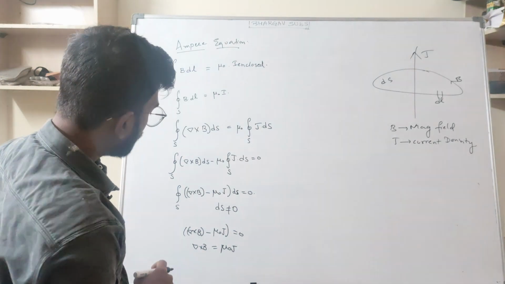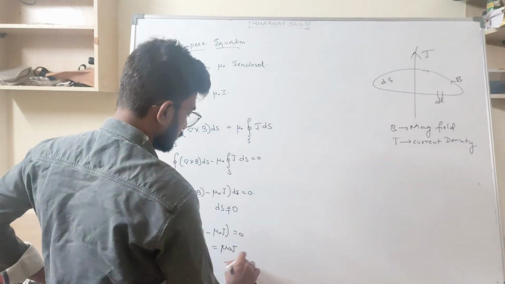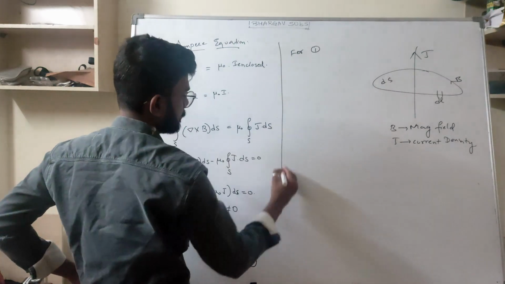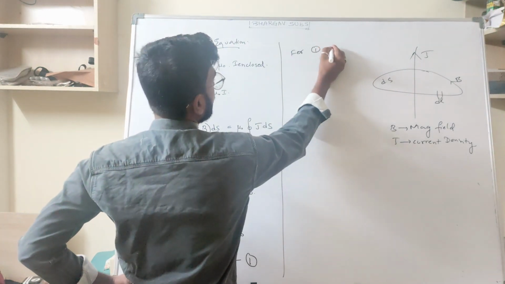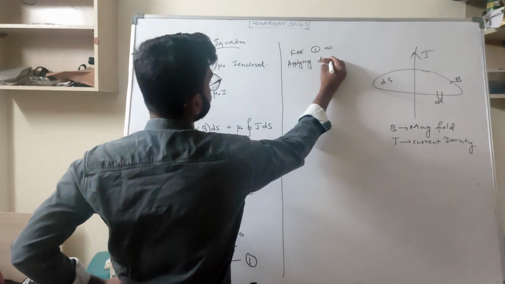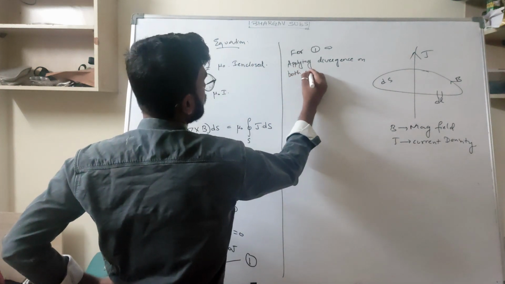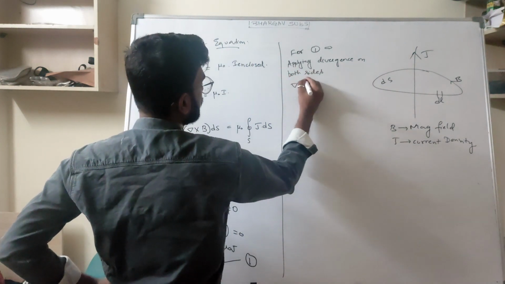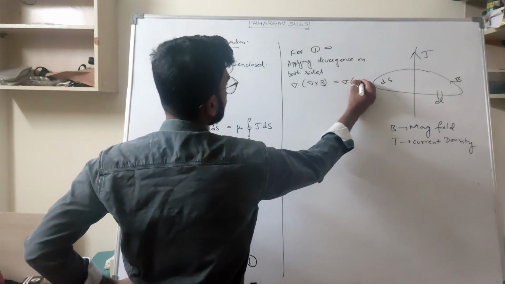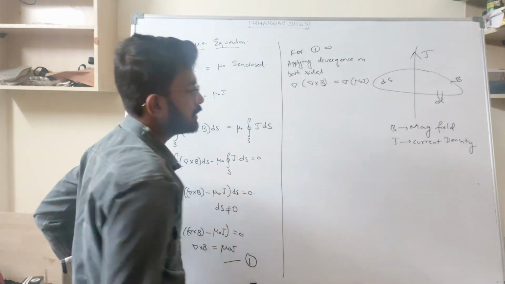Again I have to apply divergence on both sides. Let us consider this as the first equation. For the first equation, I am applying divergence on both sides. So divergence dot curl is equal to divergence dot mu naught J. I know the divergence of the curl of any field is equal to 0.